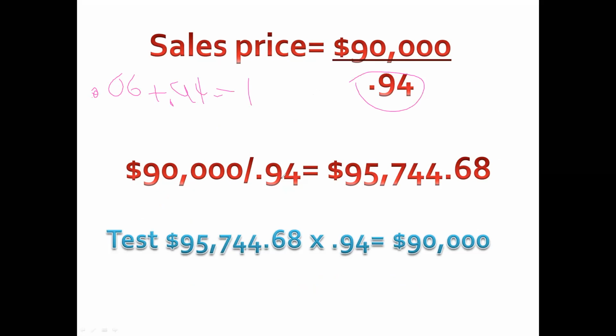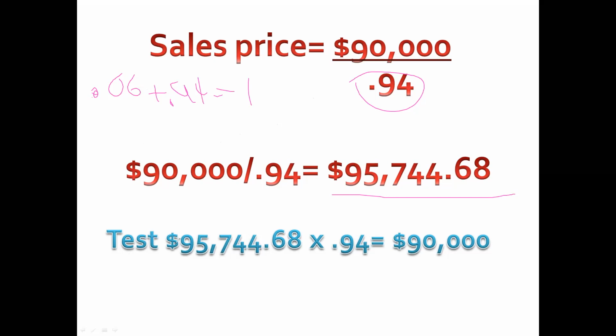$90,000 divided by 0.94 is equal to 95,744.68. That's how much he would have to sell for to end up with $90,000 in his pocket after paying a 6% commission. And there's a proof to this. There is a simultaneous equation you have to solve to do this if you just don't remember this rule of dividing by the additive inverse.